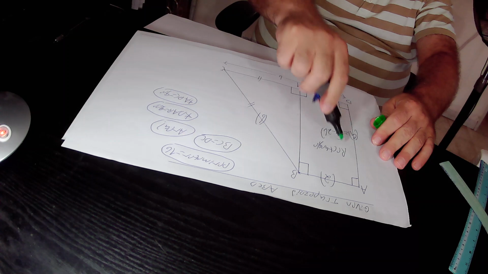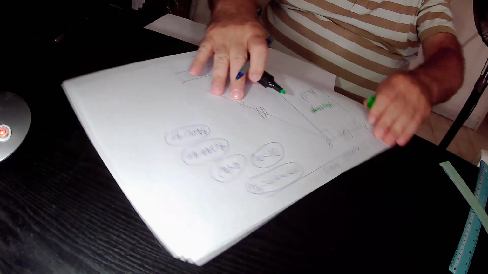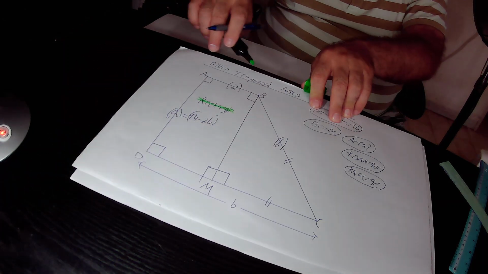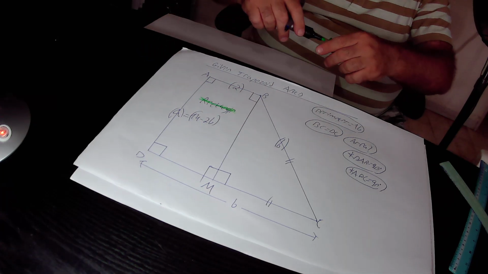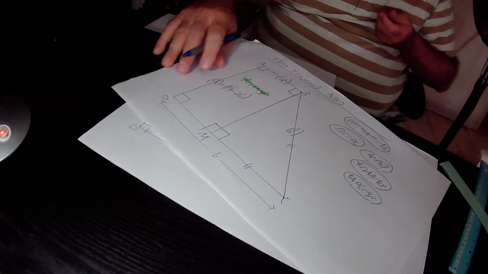But we also know that the opposite sides of a parallelogram are equal to each other. So in parallelogram ABMD, side AB must be equal to the opposite side DM. But AB is 2, therefore the opposite side DM must also be equal to 2 units in its length.